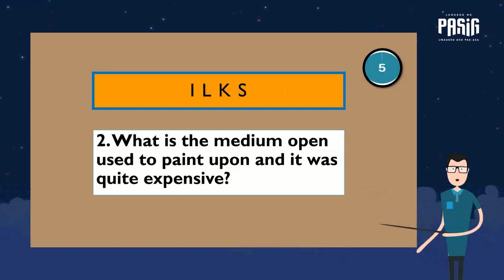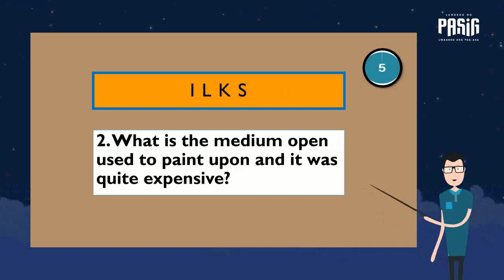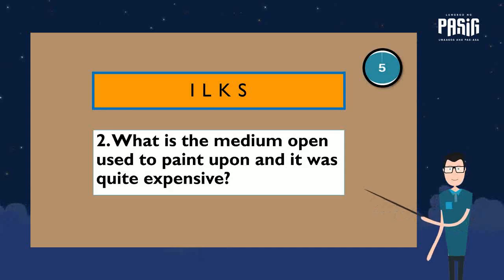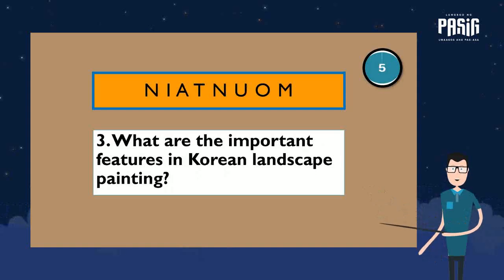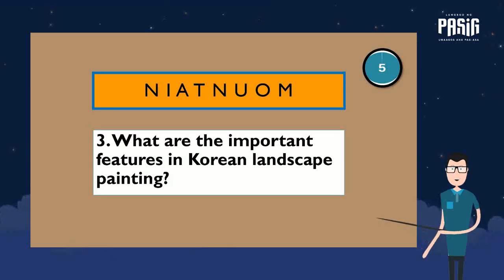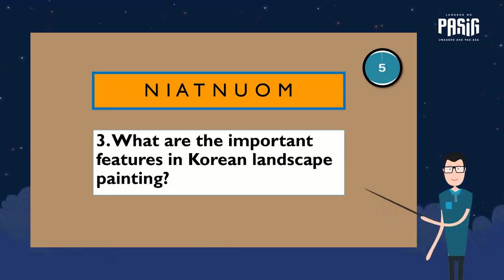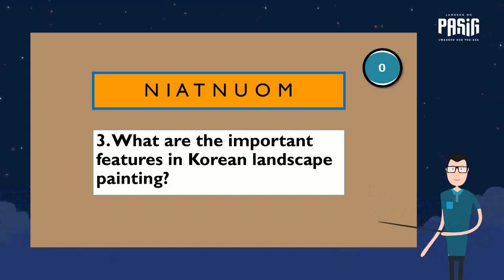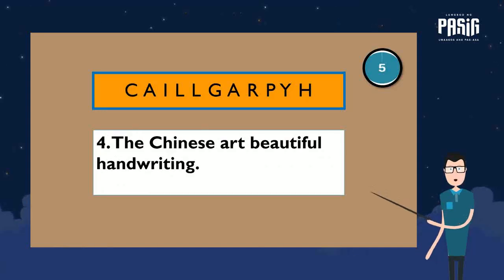Let's have number 2. What is the medium often used to paint upon and it was quite expensive? You have 5 seconds. Number 3. What are the important features in Korean landscape painting? You have 5 seconds. Number 4. A Chinese art of beautiful handwriting. You have 5 seconds.